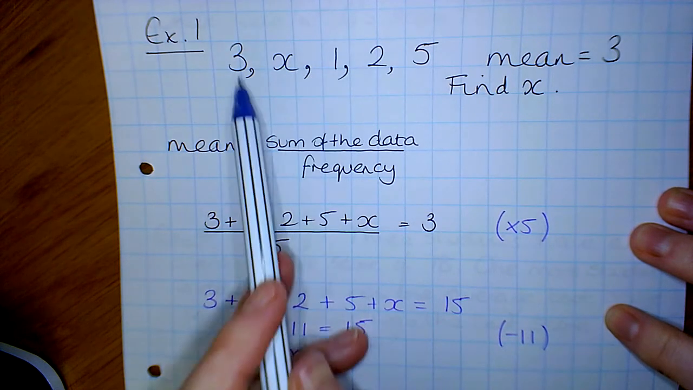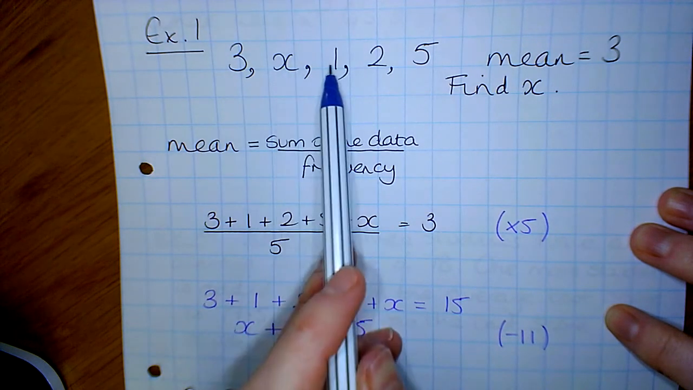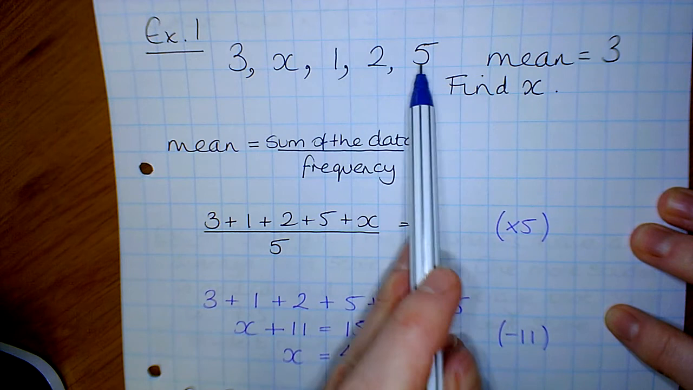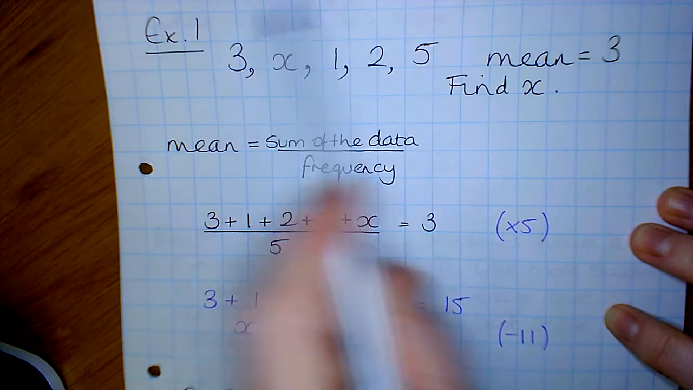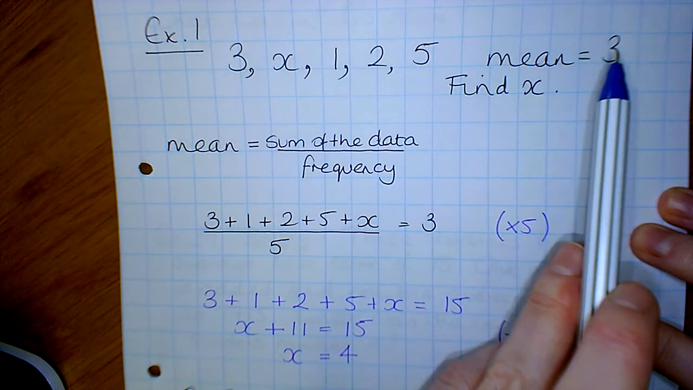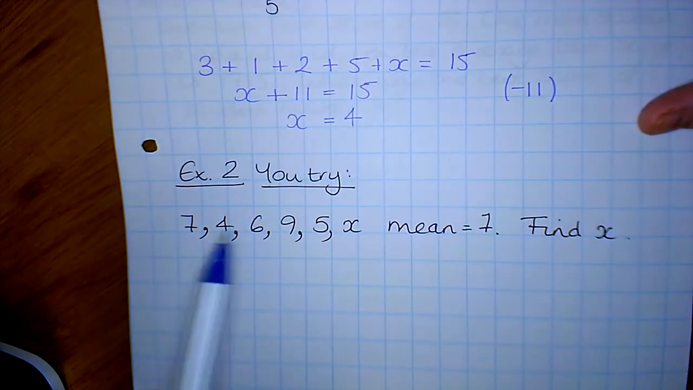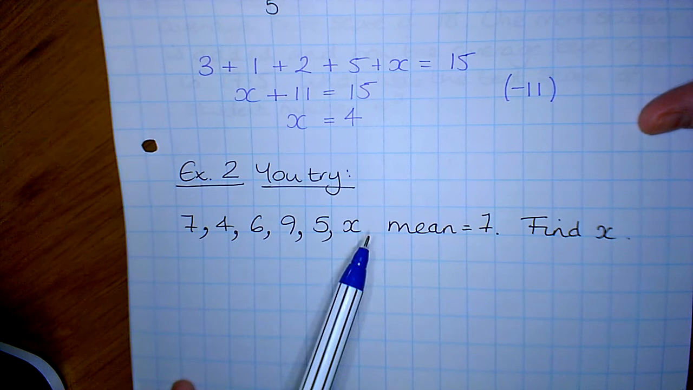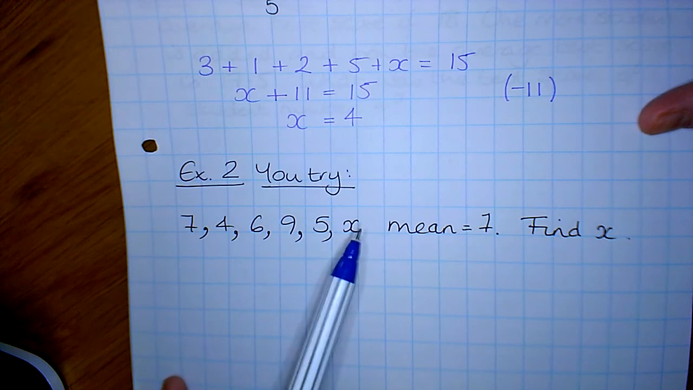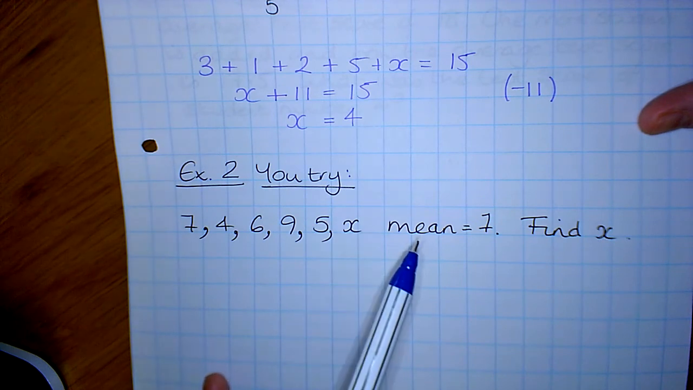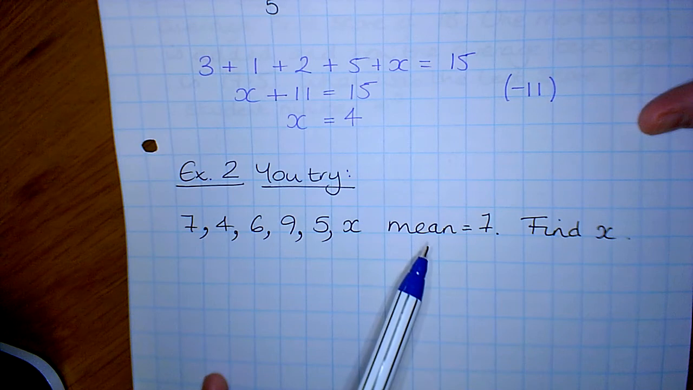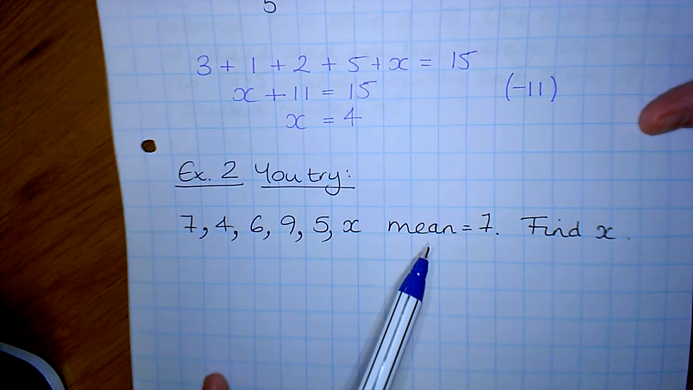And I can test that. 3 plus 4 is 7. 8, 9, 10, 15. 15 divided by 5 does get me 3. So I know it's correct. So you're going to have a go. You've got 6 numbers. 1, 2, 3, 4, 5, 6. You're missing 1. You're told the mean is 7. Pause the video now, have a go, and then when you're ready, press play.